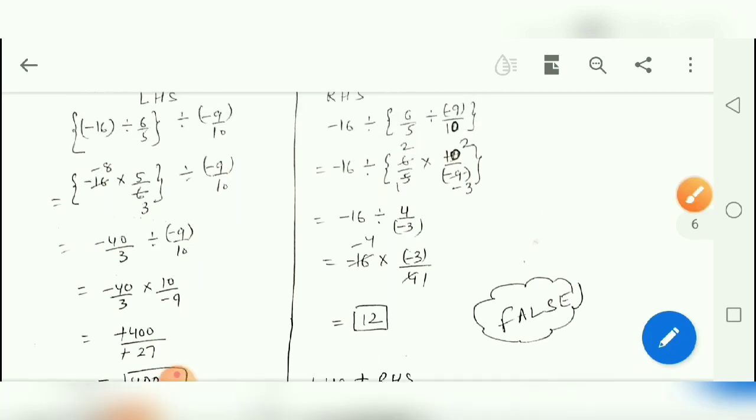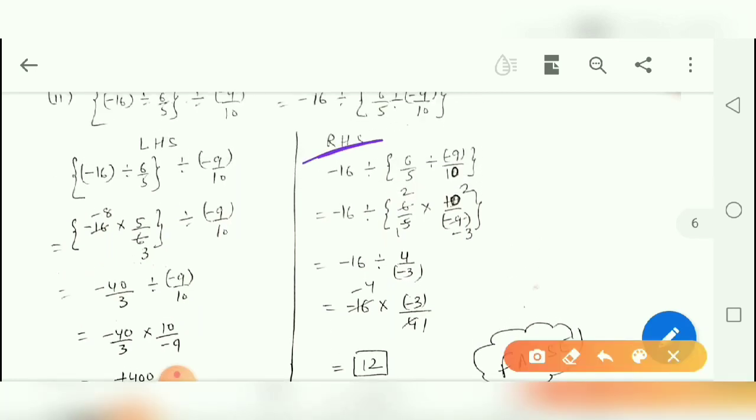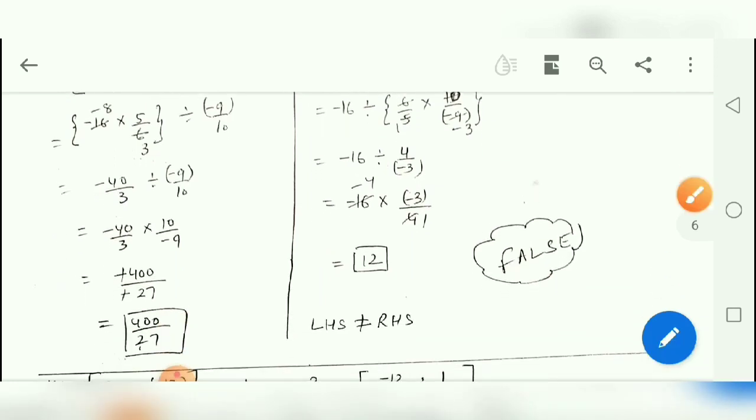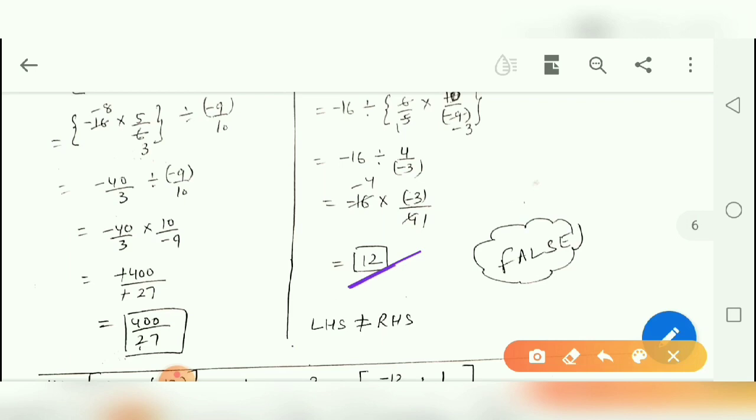Now let us see what happens on the right hand side. On right hand side here is the bracket. First we will solve this bracket like in this step we have done. After solving this bracket we get 4 by negative 3 as the answer. Now here is the negative 16. Negative 16 is divided by the answer of the bracket, and in the next step we will solve this division and get 12 as the answer. Here also left hand side is not equal to right hand side. So this statement is false.